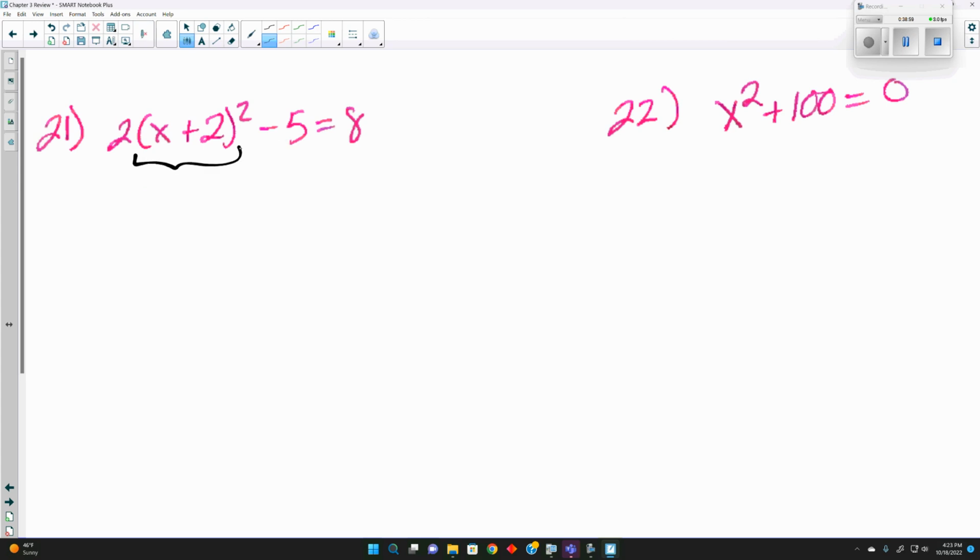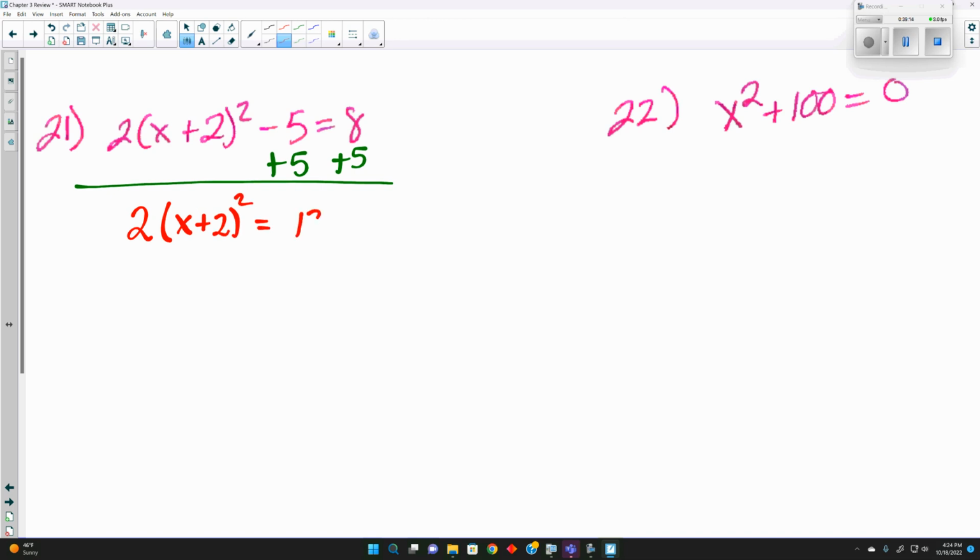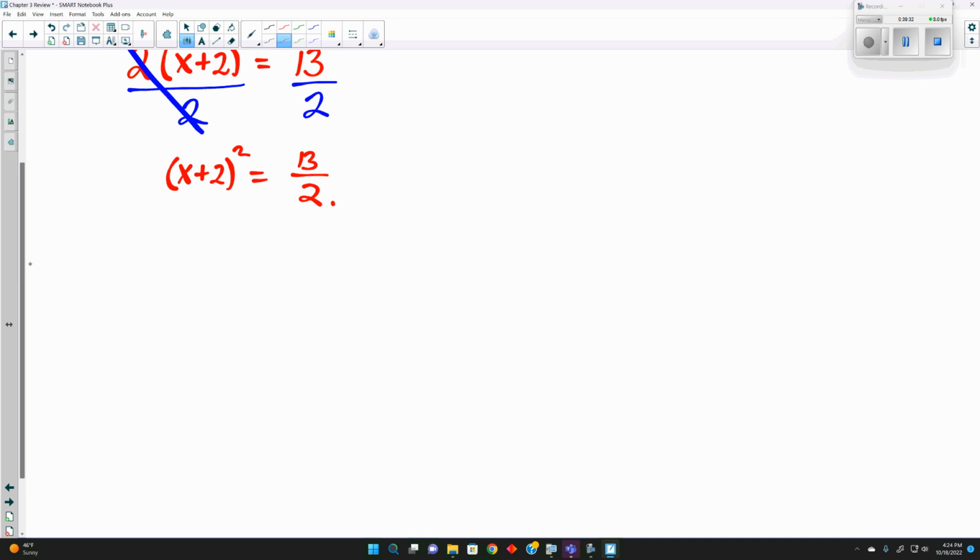Now, because we already have a set of parentheses squared, we can use the square root method. So the first thing I want to do is get everything away from that set of parentheses squared. So we can add 5 first. So I have 2 times x plus 2 squared is equal to positive 13. Now the next thing we'll do to get the set of parentheses squared by itself is divide by 2. Those will simplify to 1, telling us that x plus 2 squared is equal to 13 over 2. Now 13 over 2 does not divide evenly, so we'll just leave it as 13 over 2.